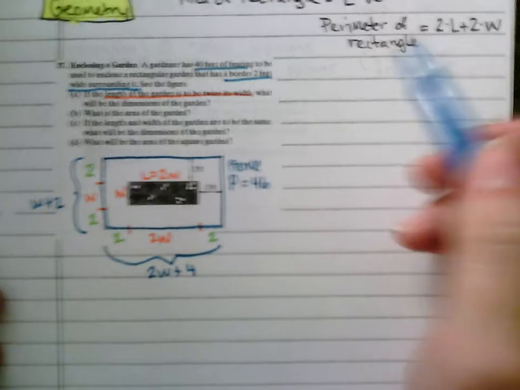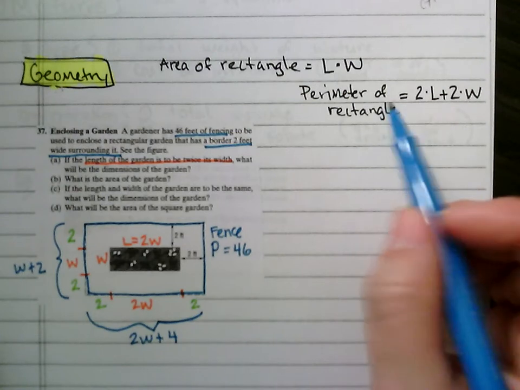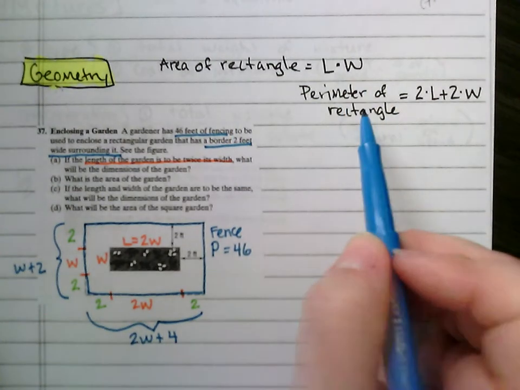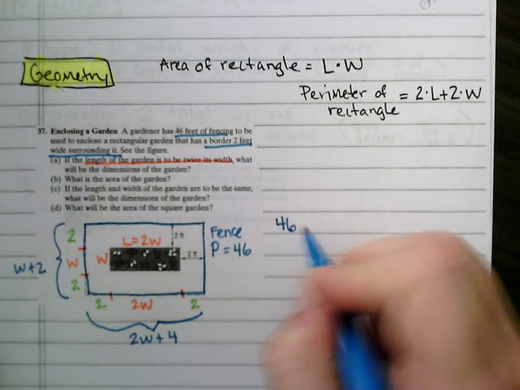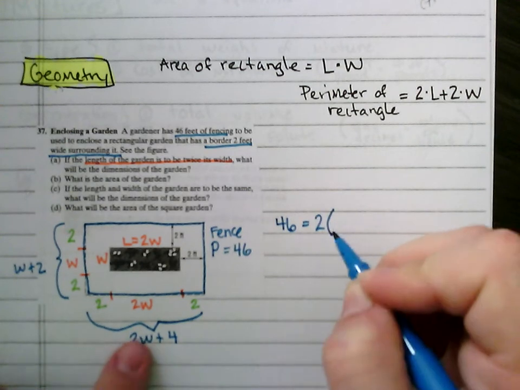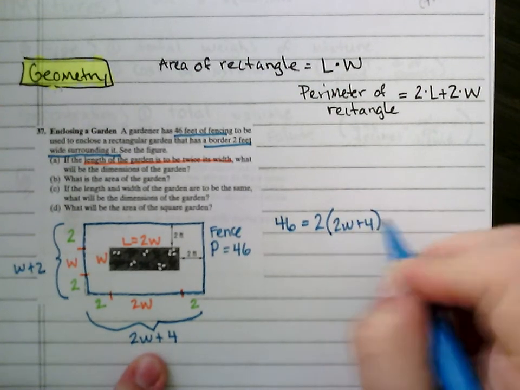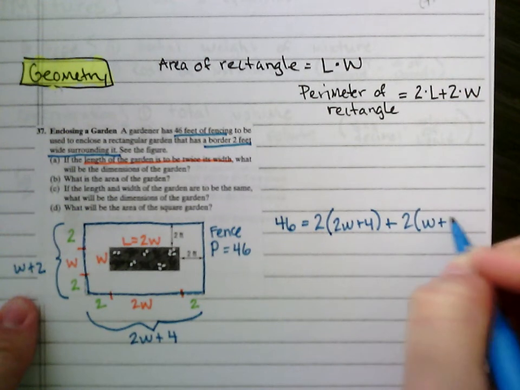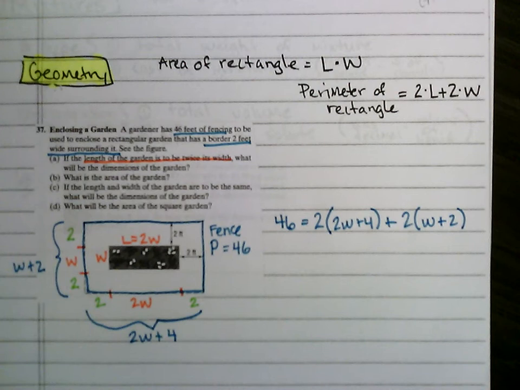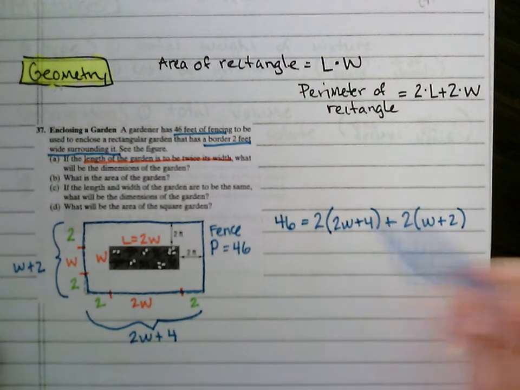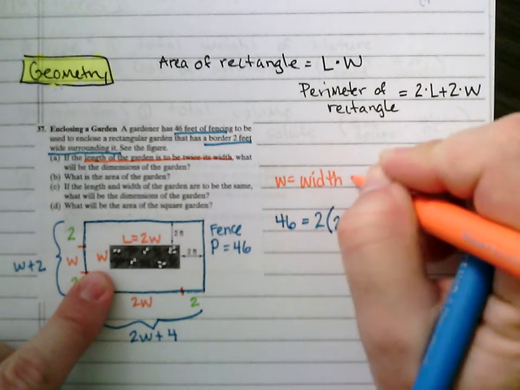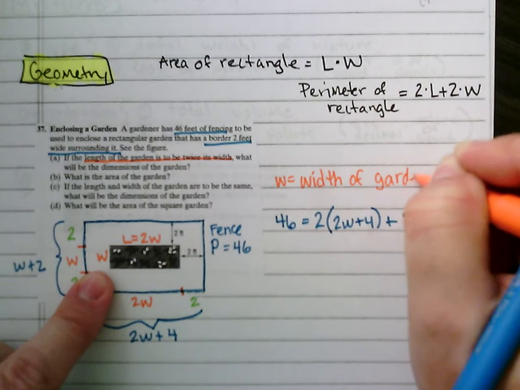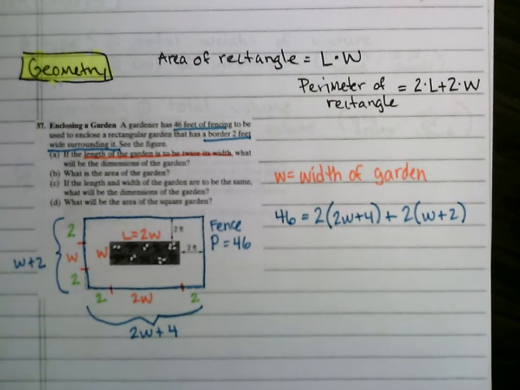So for the perimeter of the fence, I gave you a couple formulas up here. Area of a rectangle, length times width. Perimeter of a rectangle, 2 lengths plus 2 widths. So for our fence, we have 46 feet would be 2 of our lengths, so 2 times 2W plus 4, plus 2 of our widths, 2 times W plus 2. And then we'd be able to solve for W. And remember that when we started setting this up, W was the width of the garden. So we can pretty easily solve this equation.